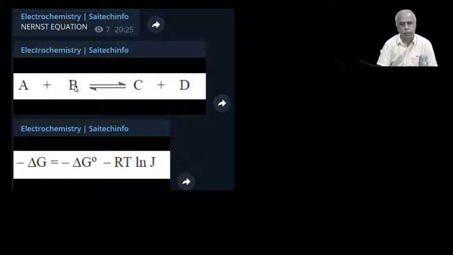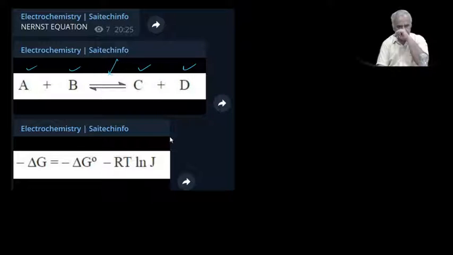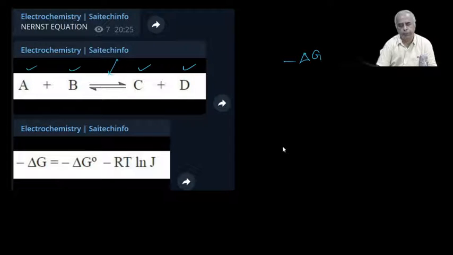A and B are the reactants. C and D are the products. So they are involved in a chemical equilibrium, and that is represented by an arrow like this. Here, the progress of the chemical reaction can be represented by the change in free energy, particularly the decrease in free energy.